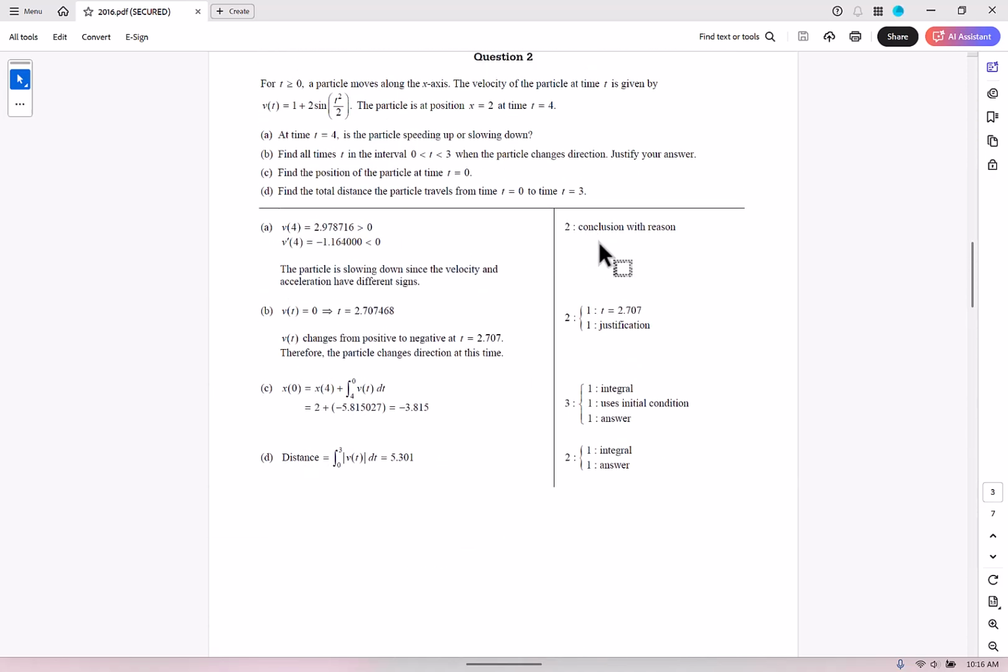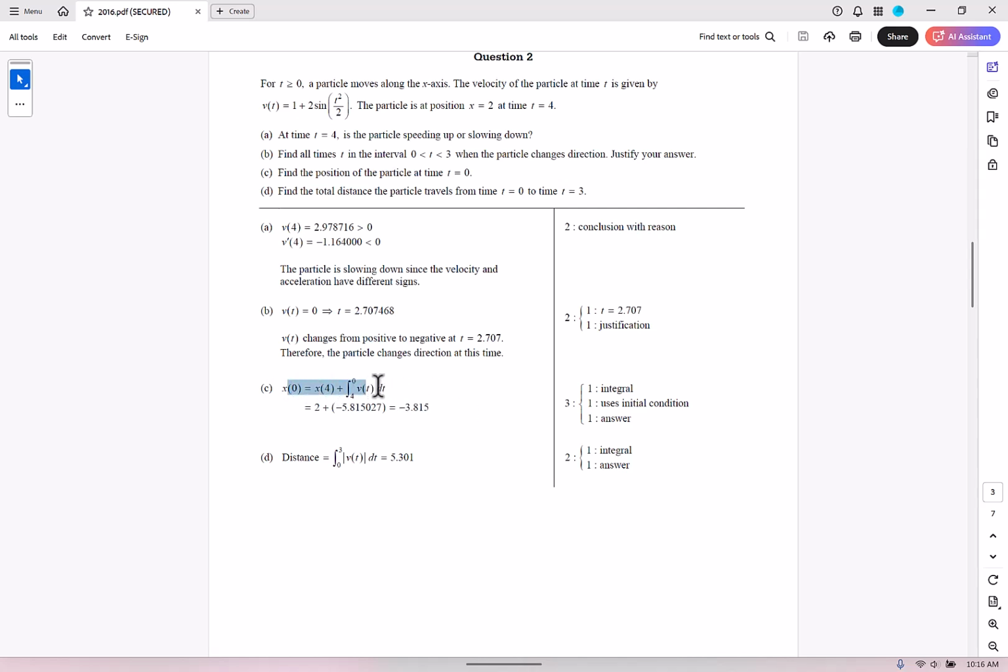So 2 points, conclusion with reason. So it's either all or nothing. The particle is slowing down since the velocity and acceleration have different signs. Perfect. I would have liked it if they would have said at t equals 4, but that's fine. Letter B, did we get 2.707? Yeah, there we go. We got 2 points, guys. V of t changes from positive to negative at t equals 2.707. Therefore, the particle changes direction at this time. Perfect.